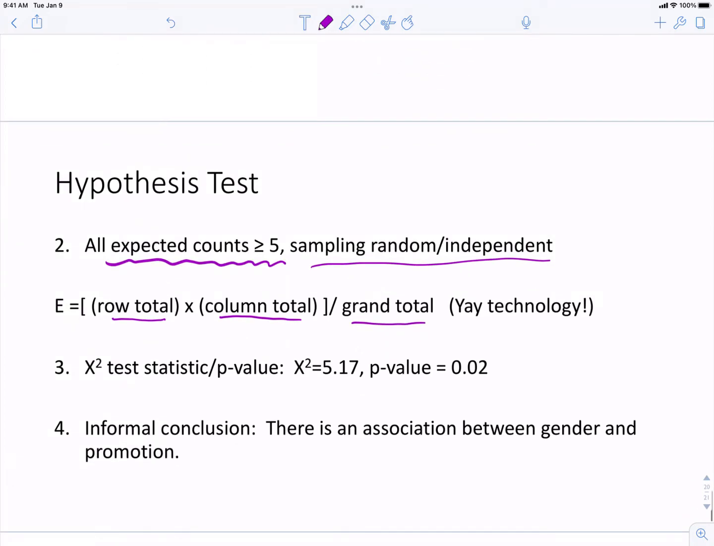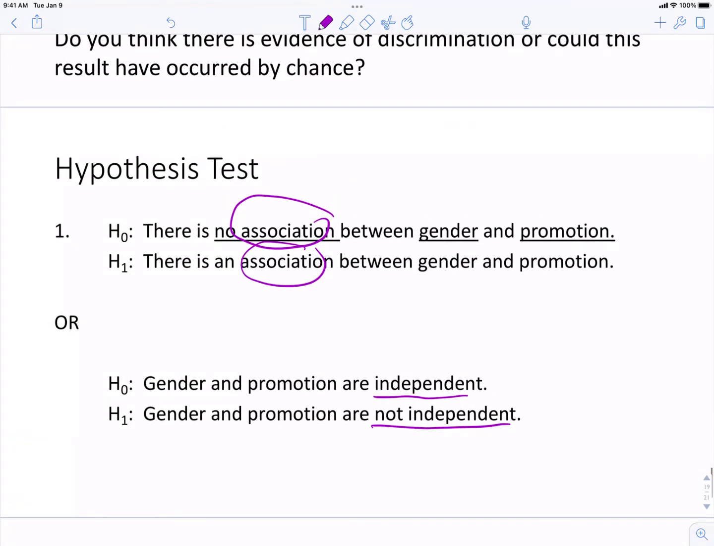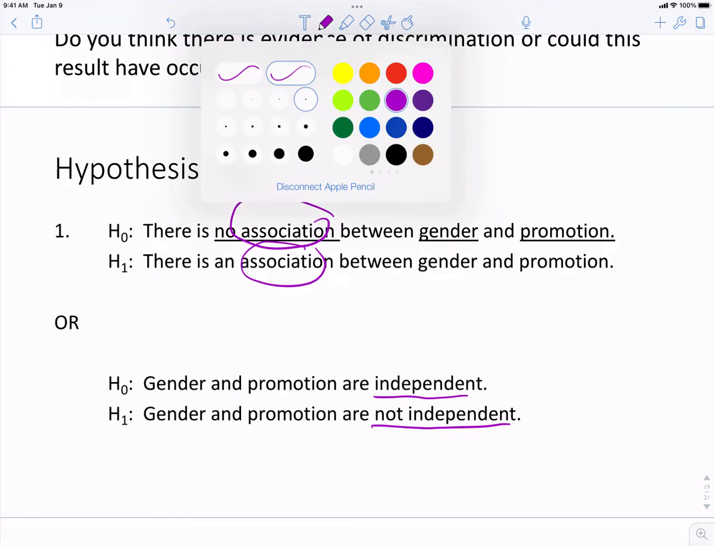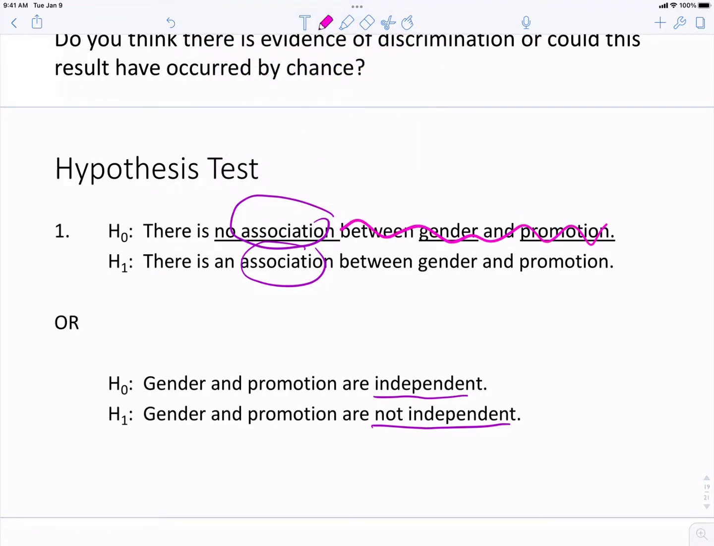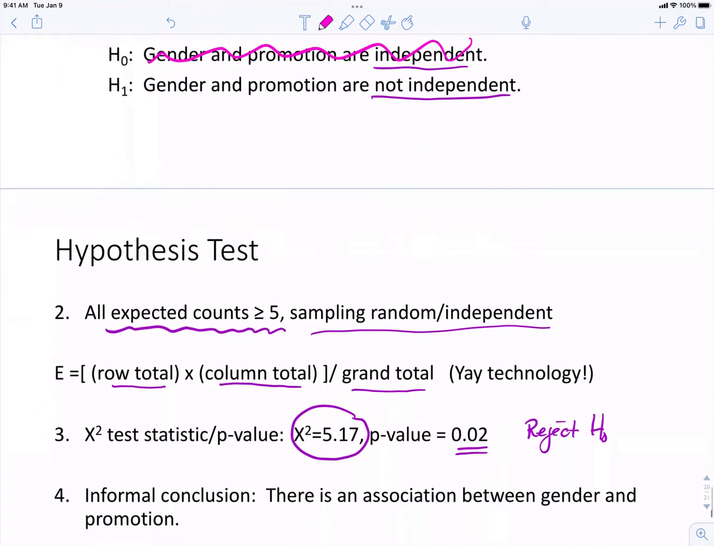And when I did, my test statistic came out to be 5.17 and a p-value of 0.02. And with a p-value of 0.02, we would be rejecting our null hypothesis. So again, we would say, if these are our hypotheses, we reject this. There is an association between gender and promotion. Or if you're using this other set, we reject this. Gender and promotion are not independent.